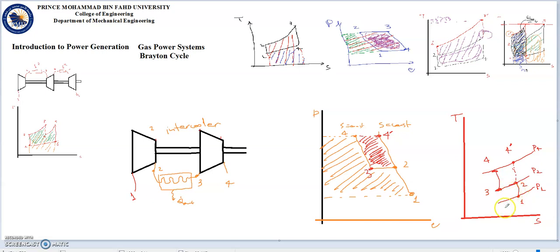So the area under the TS diagram is heat. So this blue area here is the heat that our intercooler rejects, and that's why we move from higher T2 to lower T3 over here.